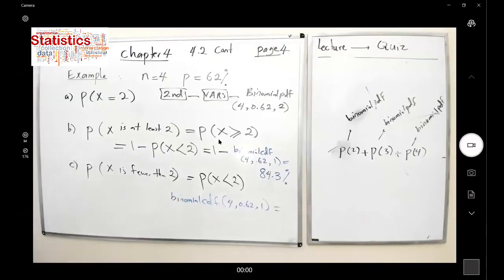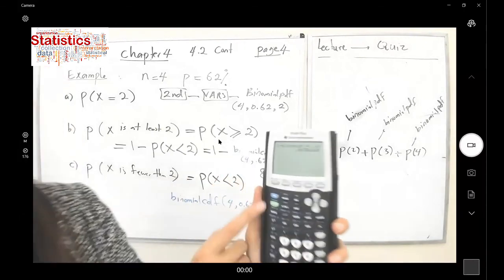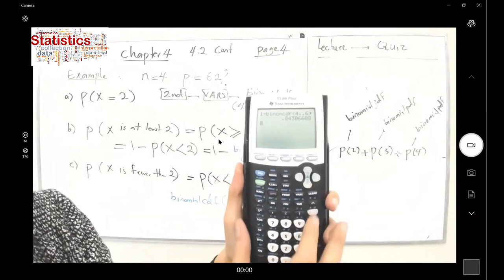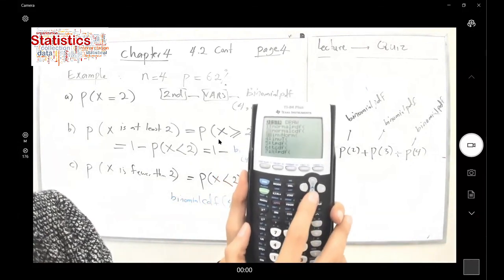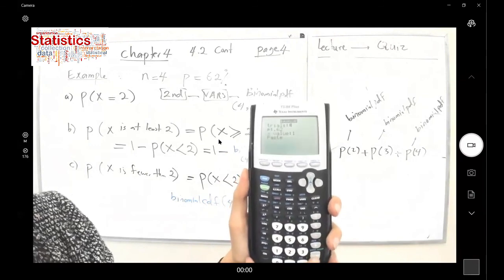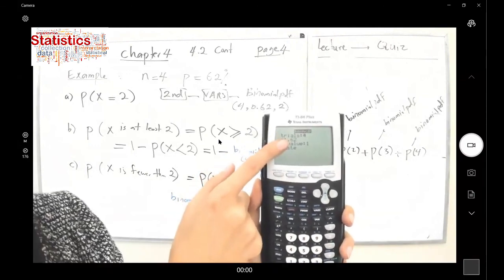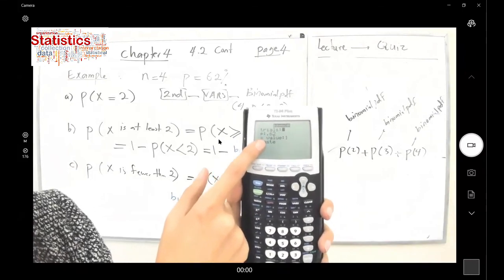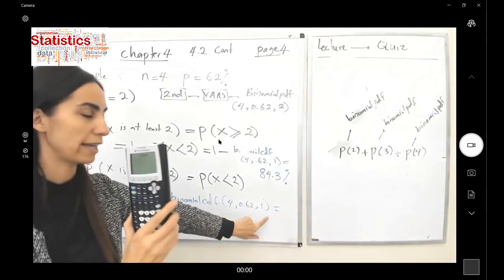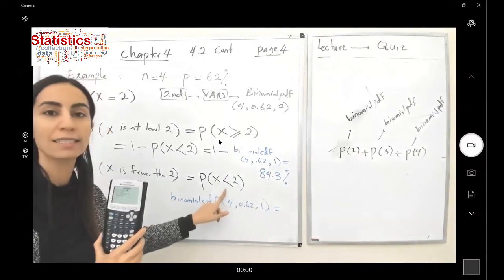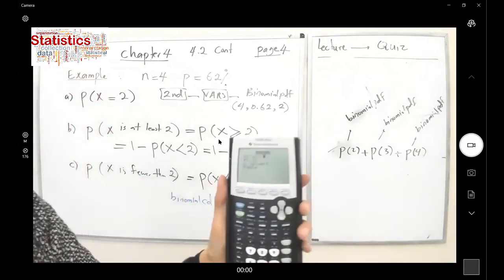Let us use our TI-84. So here you go to second vars, binomial CDF. The number of trials is 4. Probability of success is 62%, and X value is 1. We have to subtract 1 from 2 because it's less than. Now enter, enter.